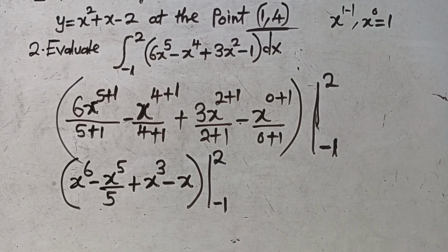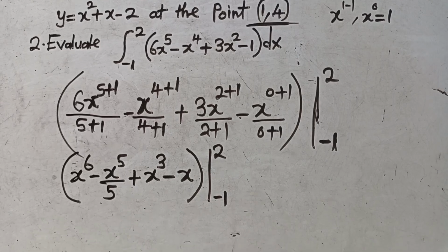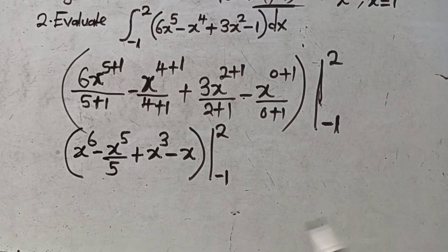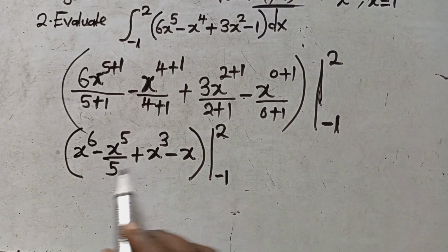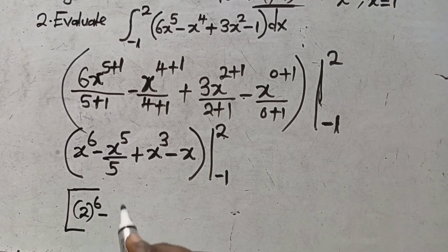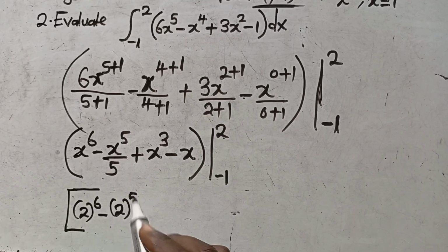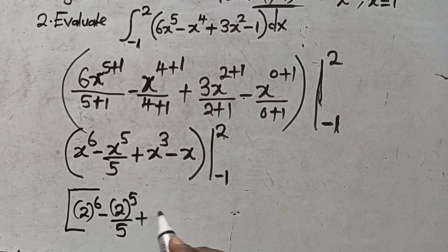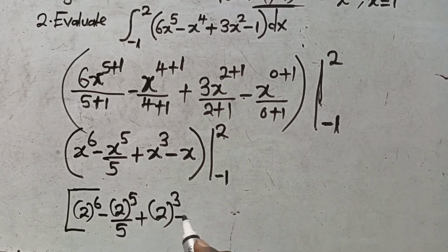How then do we answer this question? We are going to answer this question together, and I want to see your answers in the comments section. I'll be checking through your answers, so you submit and tell me the final answer you're going to get. I want you to practice. We put 2 here throughout. So I will do this. Then I say 2^6 minus 2^5 over 5 plus 2^3 minus 2. I've put a 2 throughout.